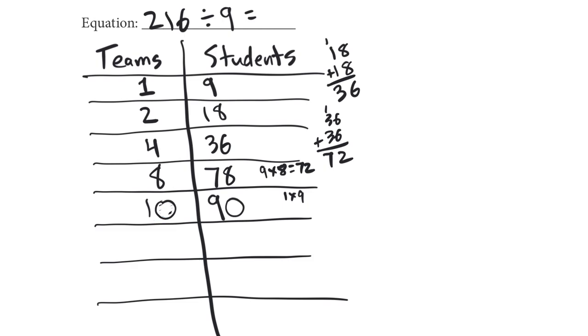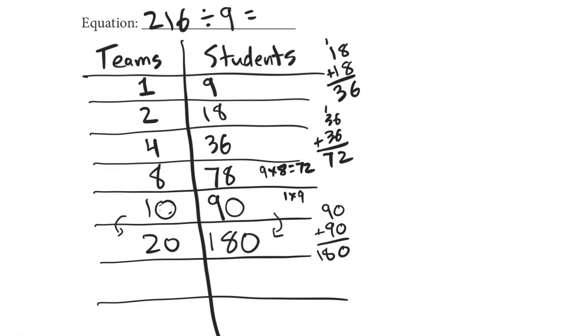You might think to yourself, well, what if we did 100? Well, that would be 900. That's way too big, so that's not helpful. So we know our answer is bigger than 10 but smaller than 100. So let's just double this 10 and make it 20. Then we're just going to double the 90. Well, you can stack and add just to make sure you don't make any mistakes, but that's going to be 180.